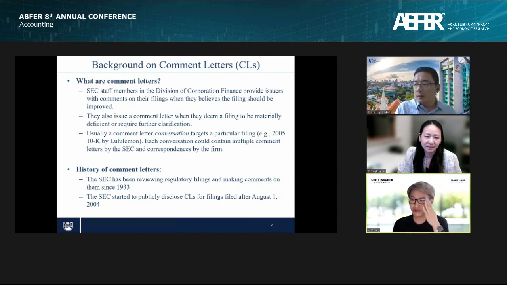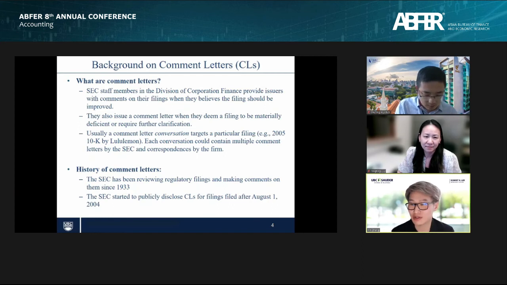They're essentially a form through which SEC staff members in the Division of Corporation Finance communicate with issuers. Whenever the issuers file mandatory or voluntary filings with the SEC, the staff members within the Division of Corporation Finance have the right to review the filing, and sometimes they do provide comments. And they issue comment letters whenever they deem a filing to be materially deficient or to require further clarification.